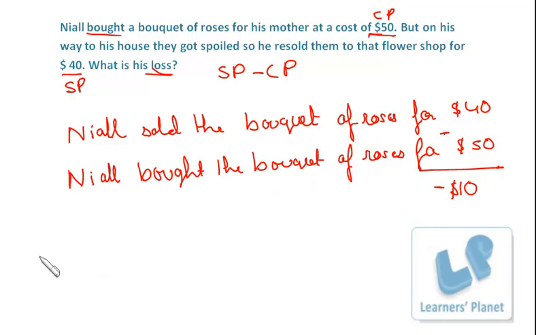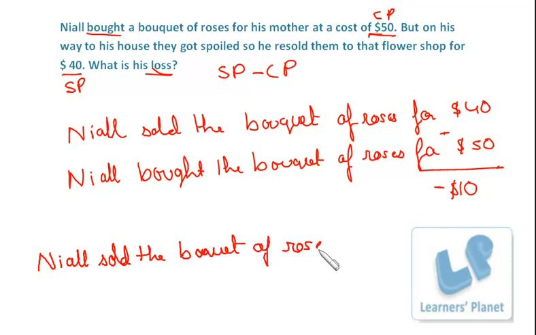So we'll have to write down the statement. Niall sold the bouquet of roses at a loss of $10. Alright, so wasn't this easy?